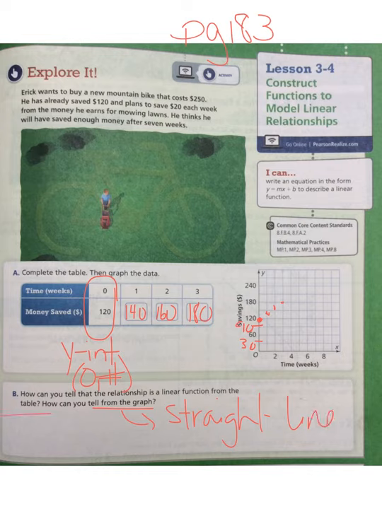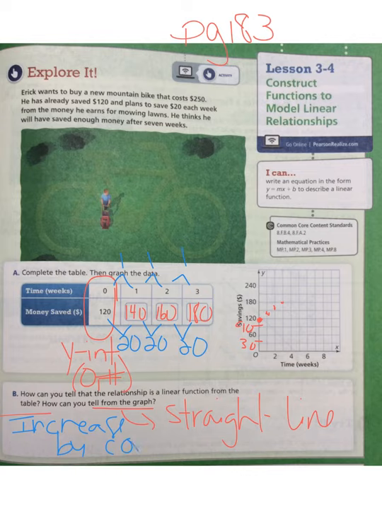If we look at the table, we know that this is linear because if we look at what everything is changing by, we're increasing by what we call that constant rate. The y's are increasing by 20 each time, and the x's are increasing by 1. So increasing by a constant rate. Remember, what I get written down, please write down on your paper.